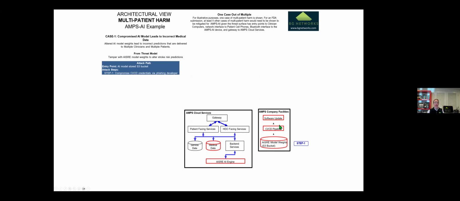And what we're saying is that the credentials from the developer are actually compromised. And so we're way back in the development pipeline, the CI/CD pipeline, where there's a compromise to the model weights. So it's even before it's been distributed to the cloud, where the AI engine processes the vital signs from the patient. Step two is that this compromised set of weights for the AI model is uploaded.